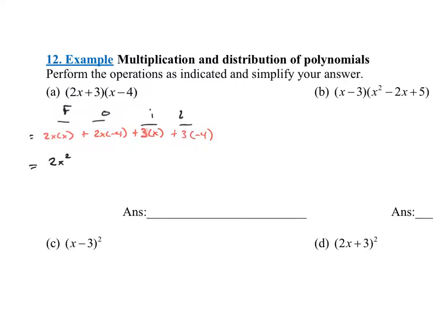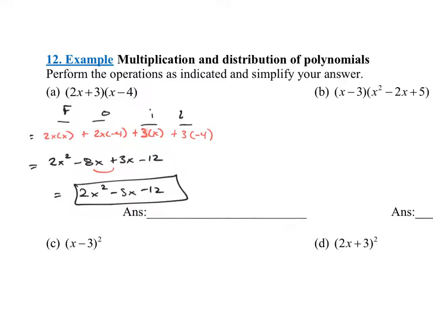2x times x is 2x squared. 2x times negative 4 is a minus 8x. Plus we have our 3x, which we're going to combine those like terms, and then we have a minus 12. So again, we need to combine those like terms to finish off this problem. We would have a 2x squared minus 5x minus 12 is our final answer on this problem. Okay, so that's what foiling is.